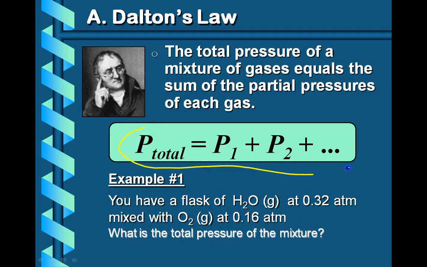Here's the equation for Dalton's law. He said that the total pressure of a mixture of gases equals the sum of the partial pressures of each gas. And guys, it really is that simple. It's adding. So let's look at an example here.